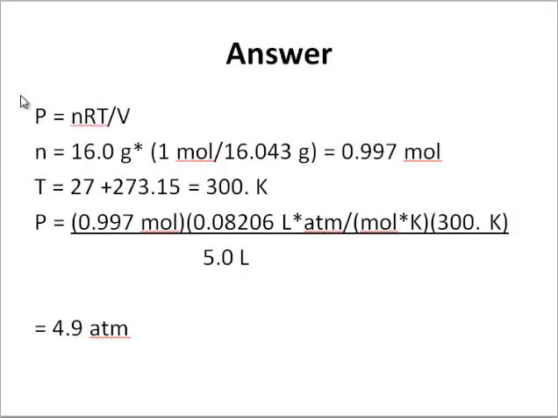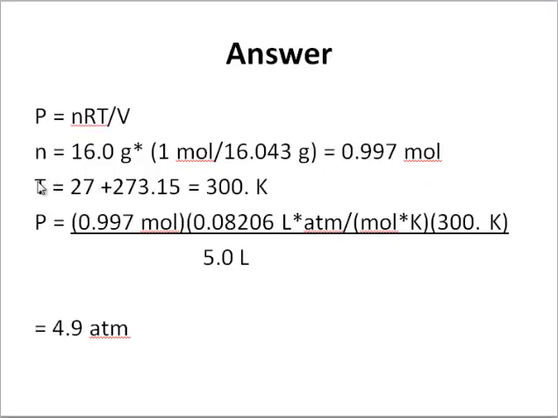Pressure, algebraically, is nRT over V. Alright, here we have to do some analyzing or work. To find the number of moles, we have to take grams of CH4 and convert to moles. That's 16 grams multiplied by a conversion factor to give 0.997 moles.